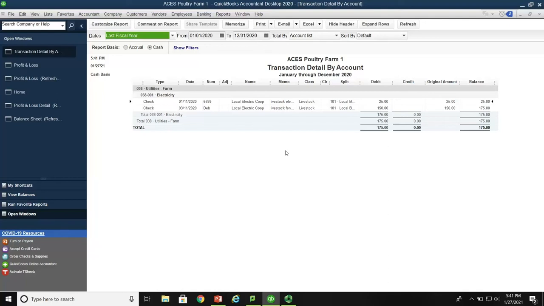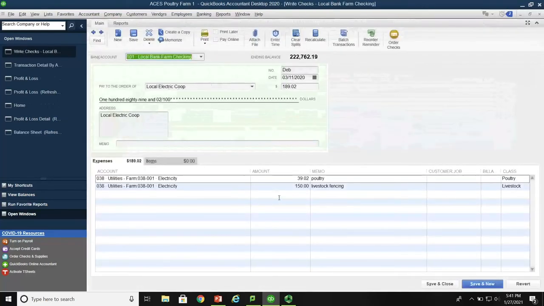We have two transactions, and let's just take a look at one of them. See, in this example, we've got the local electric co-op. The total bill was $189.02. We allocated $39.02 to poultry on this particular bill, and we allocated $150 for livestock fencing that was charged to livestock.